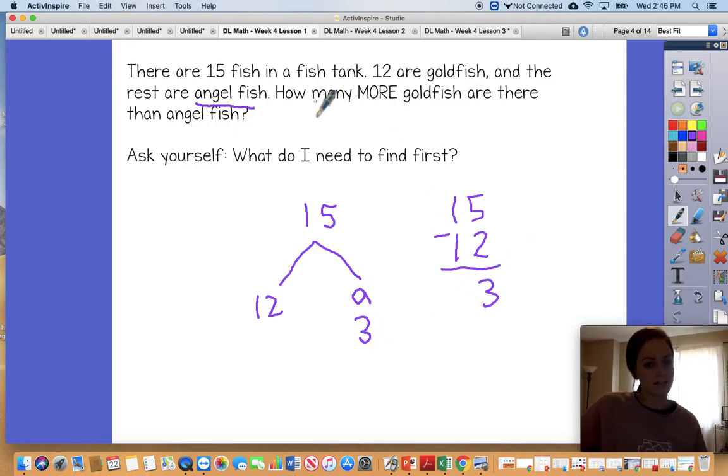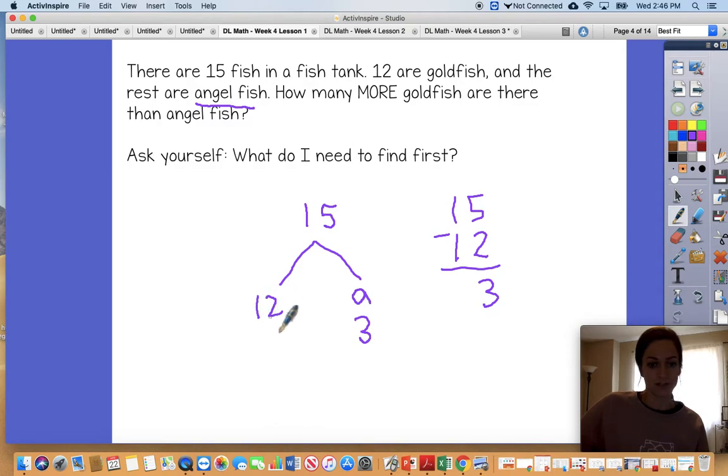But that's not what it asked. It didn't say how many angelfish are there. That's one thing that you guys really need to make sure to pay attention to when you do your Google form: what is the question actually asking? A lot of you just kind of assume what it is and then you get the question wrong. Make sure you actually pay attention to what it's asking. It's asking how many more goldfish are there than angelfish.